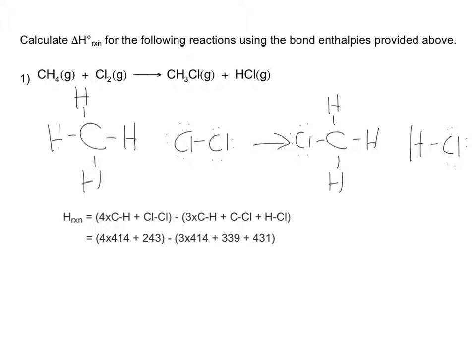And if we add all of those up and subtract, we get negative 113 kilojoules per mole. So what we just did here was use bond energies or bond enthalpies to tell us how much energy is transferred in this reaction. And it turns out that this is an exothermic reaction because delta H is negative, and 113 kilojoules of heat is released when this reaction occurs.